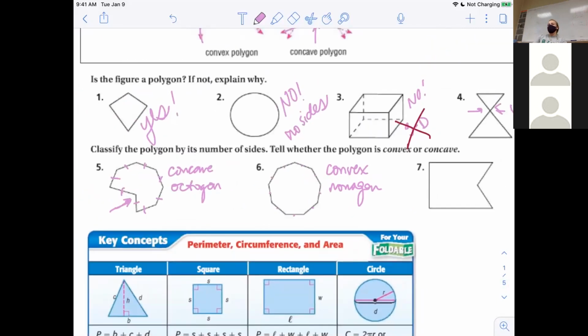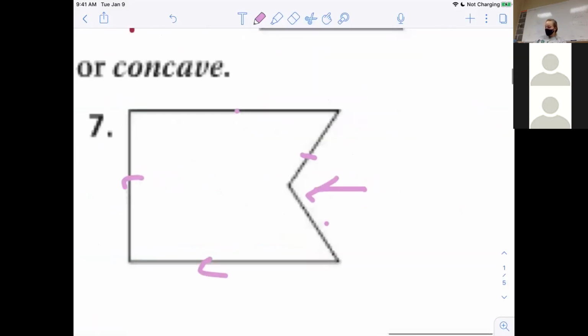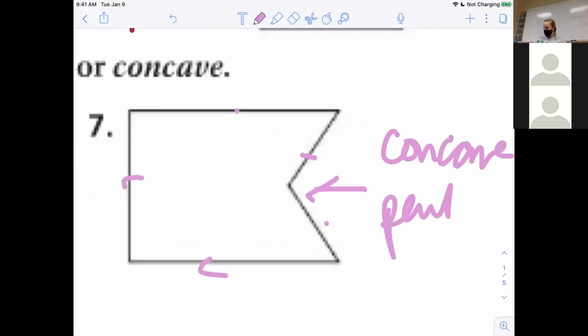And then the last one, is that one concave or convex? Concave. And what do I name it? It doesn't really look like pentagons we're used to seeing, but it has 5 sides. It's a concave pentagon.